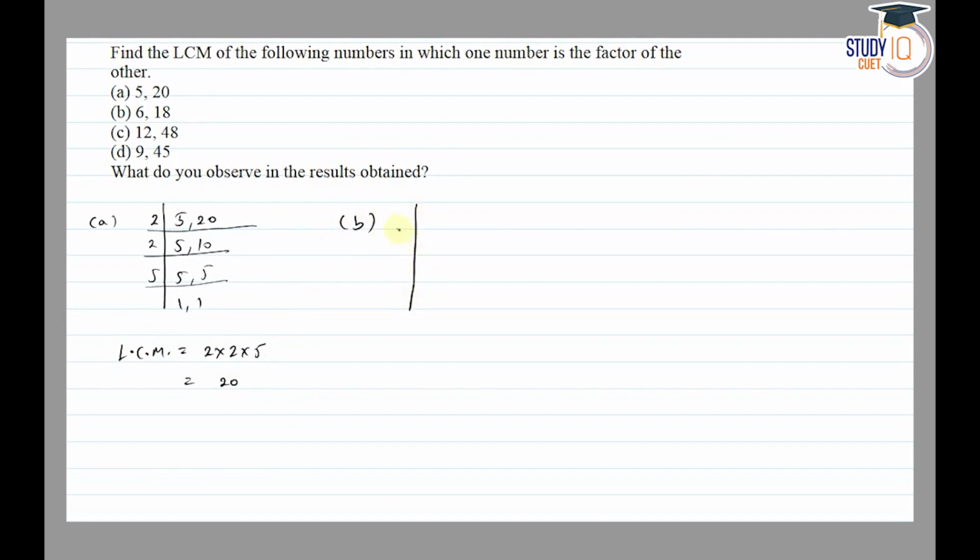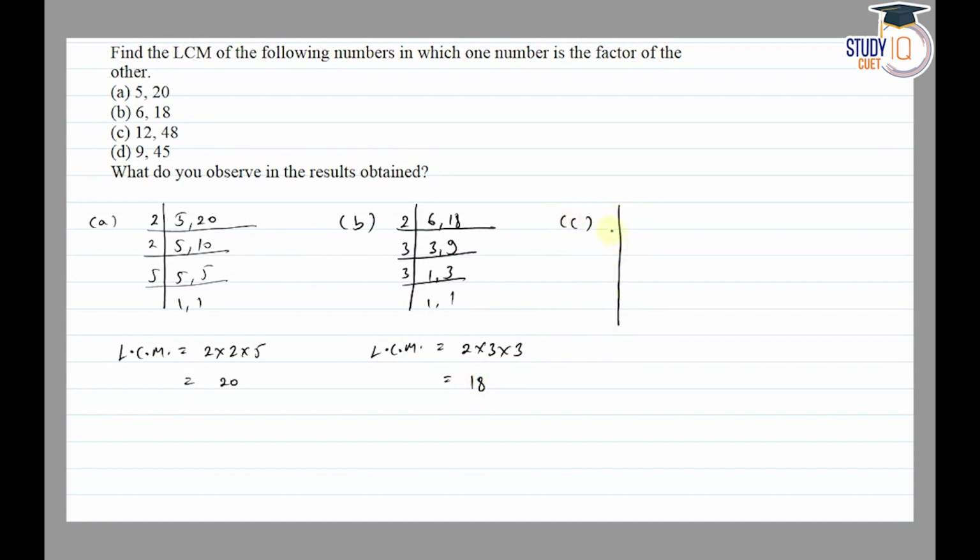B, 6 and 18. So dividing by 2: 3, 9, then 3: 1, 3, then 3: 1, 1. So the LCM is equal to 2 into 3 into 3. So the LCM will be 3 3s are 9, 2 9s are 18.